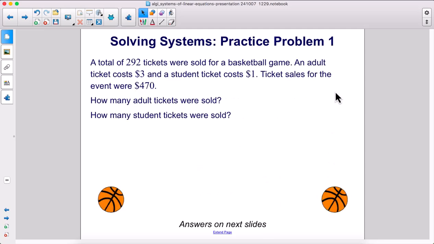A total of 292 tickets were sold for a basketball game. An adult ticket costs $3 and a student ticket costs $1. Ticket sales for the event were $470. How many adult tickets were sold and how many student tickets were sold?